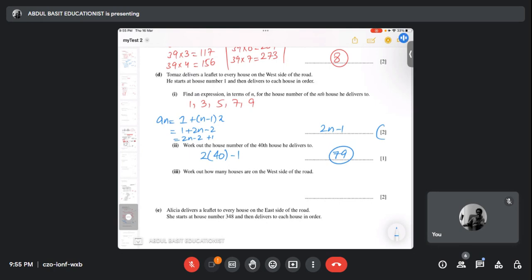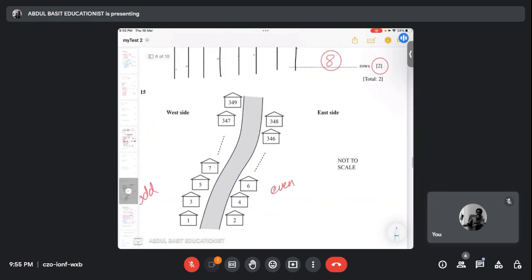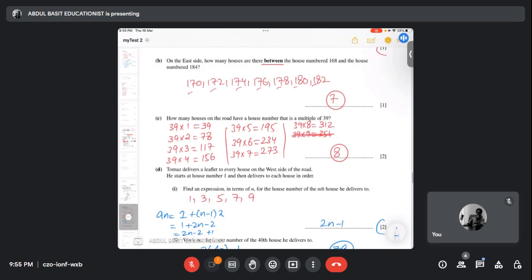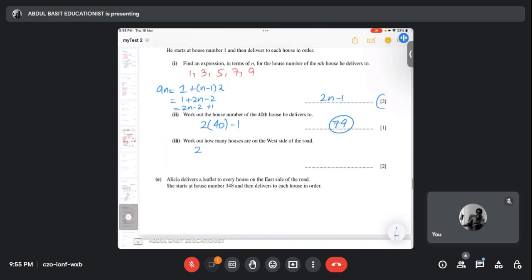Now work out how many houses are on the west side. Okay, so on the west side we have 349 as the last number. So let's check how many terms there are. So 2n - 1 equals 349 is the house. Let's check how many houses are on the left side. So 2n equals 349 plus 1. 2n equals 350. Son, what is half of 350? Come on, make it quick. It's 175. 175 houses are there on the left side.